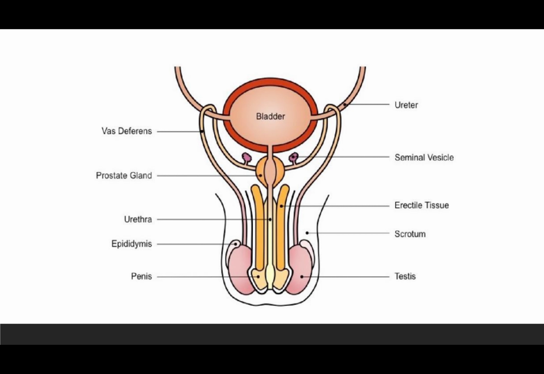Because in males, the urinary system and the reproductive system are combined. We're just going to look at the reproductive part of this system. So if any questions come up, just let me know.